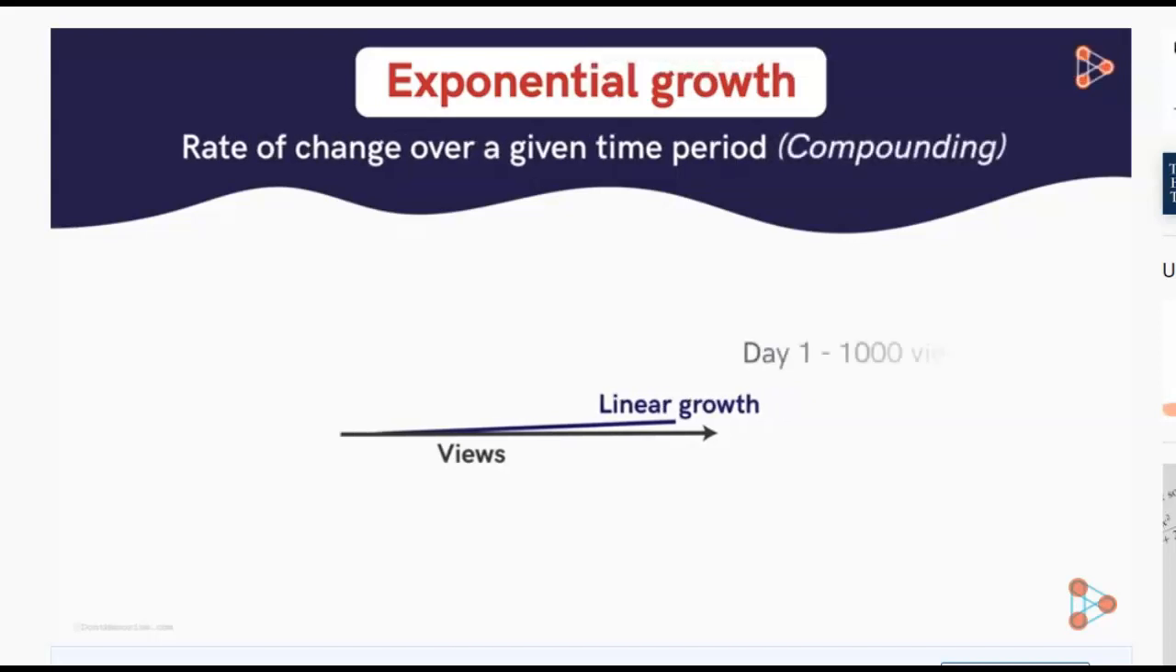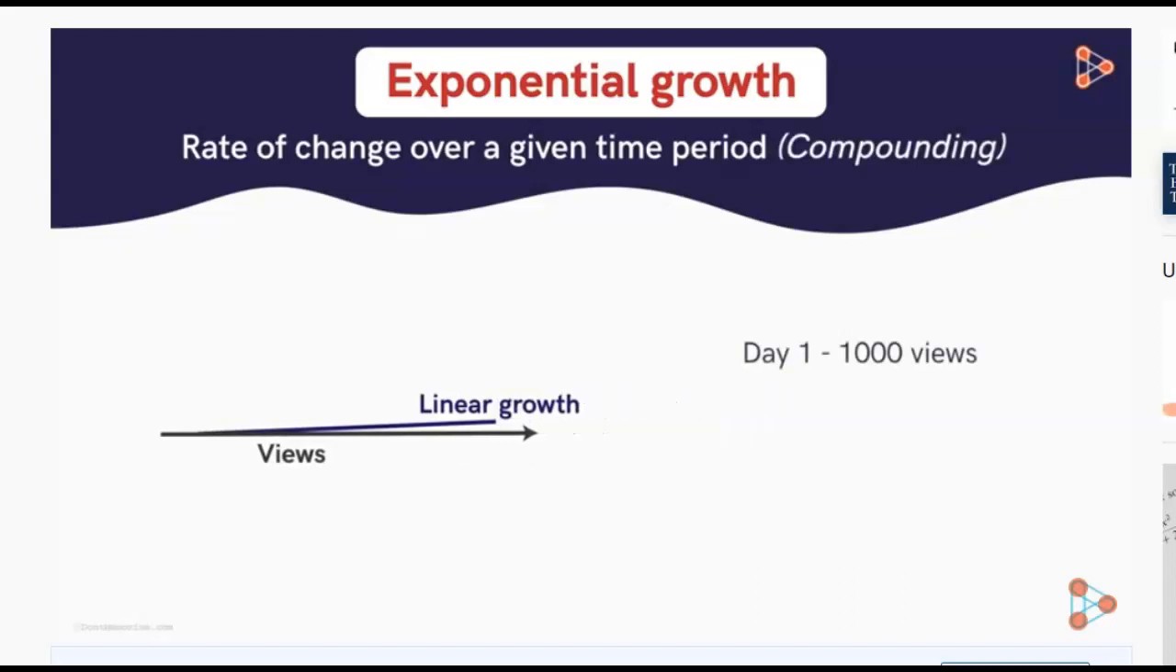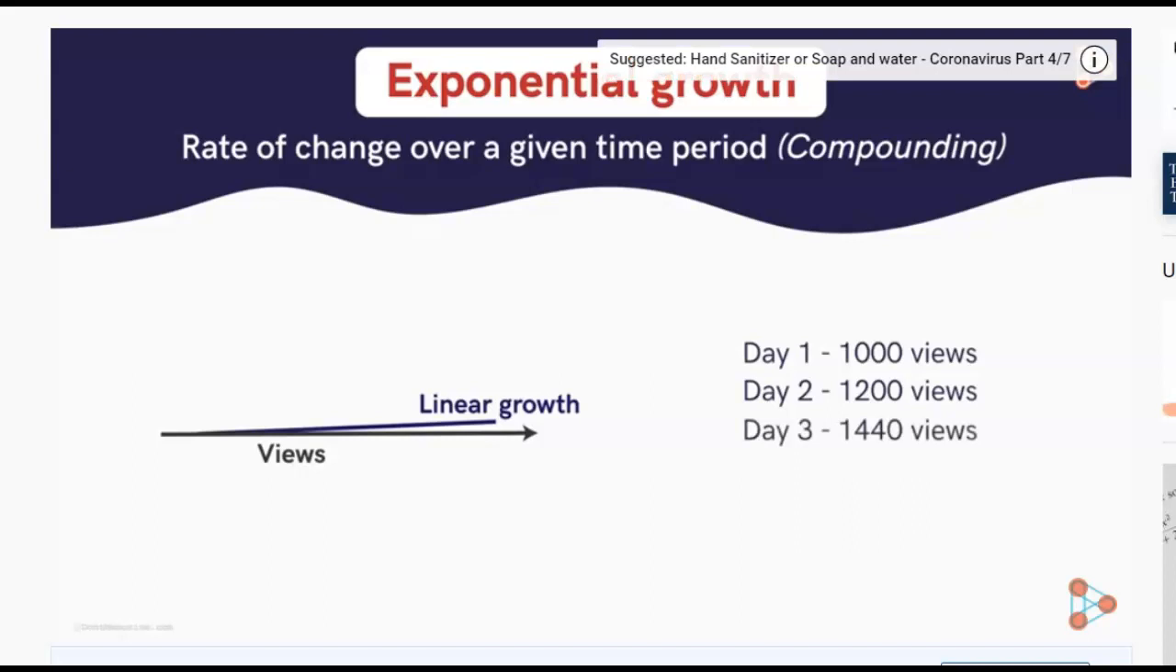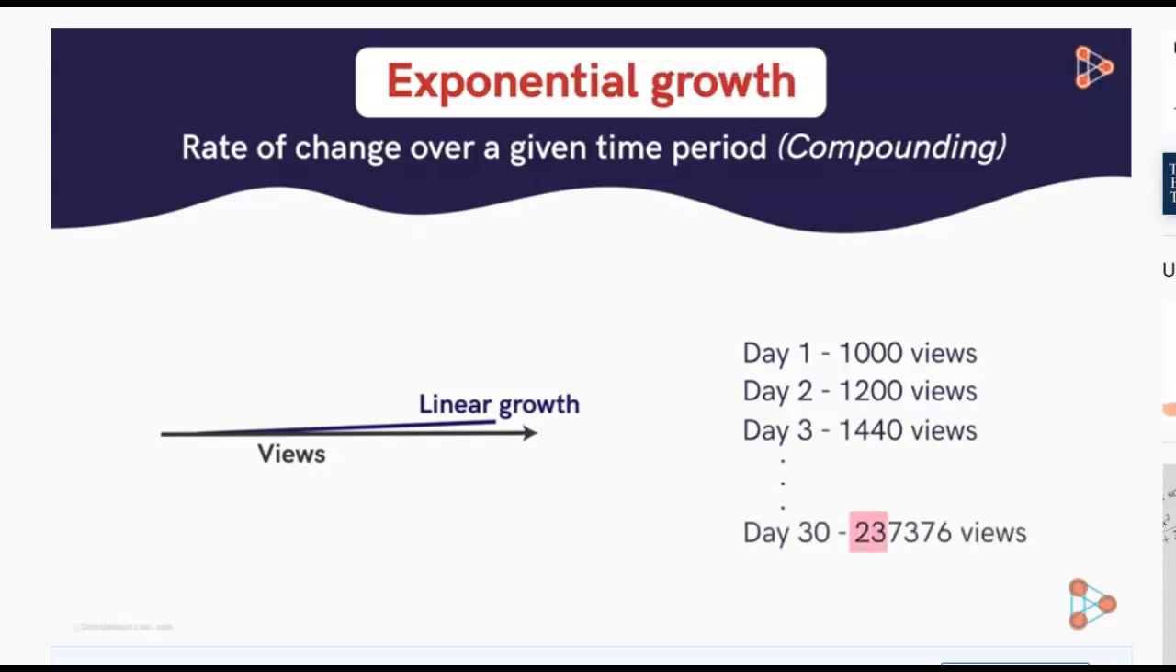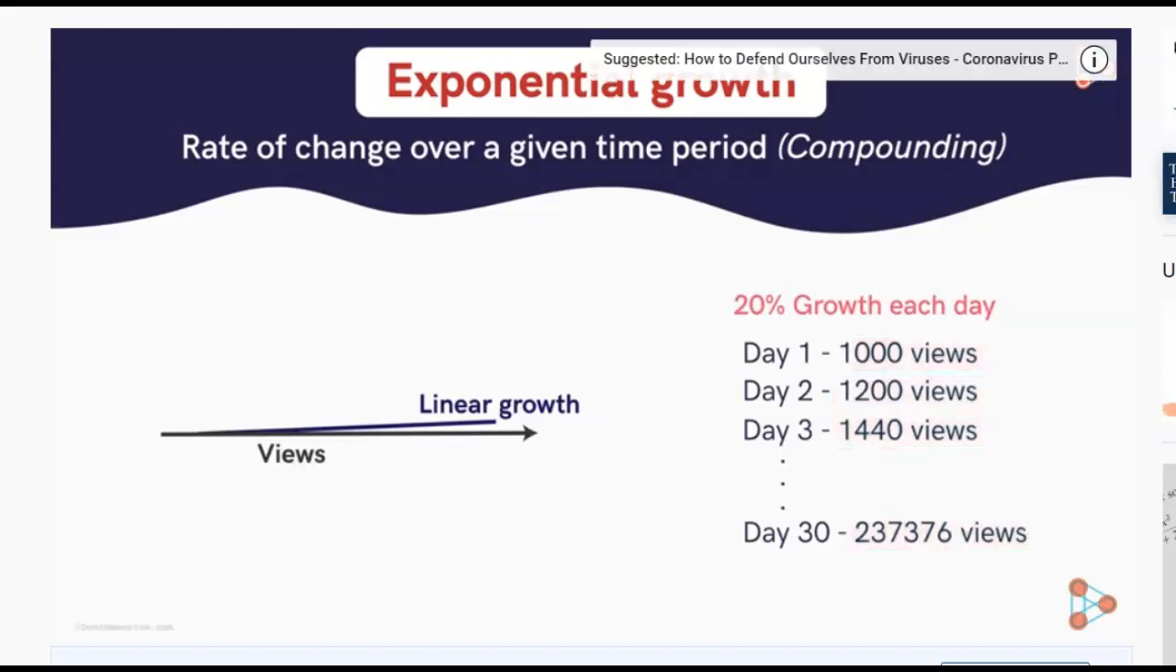So, if we get 1,000 views on day 1 and each subsequent day we get 20% more views, day 2 we will have 1,200 views, day 3 will be 1,414 views, and look at the staggering number on day 30. 237,376 views. For the same rate of growth, with passage of time, the growth seen for each time period increases immensely. That is the power of compounding.